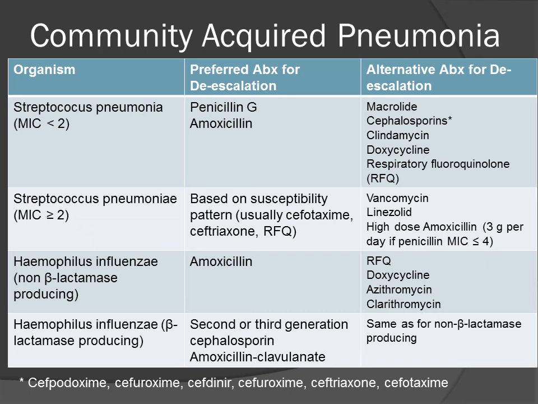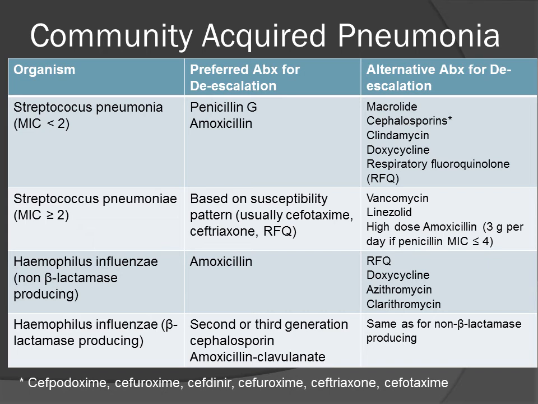For Haemophilus influenzae, non-beta-lactamase producing, you're going to go ahead and stick with the penicillins here. If you have an allergy, you're going to want to go with a respiratory fluoroquinolone, doxycycline, azithromycin, or clarithromycin. If you have to pick between azithromycin and clarithromycin, azithromycin is the better agent. It does have better activity.